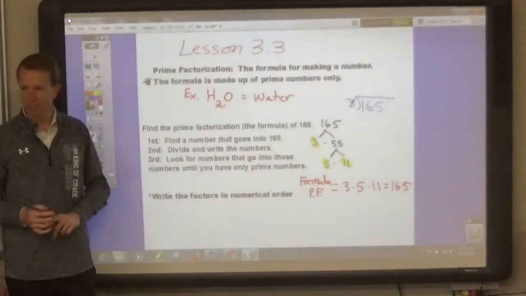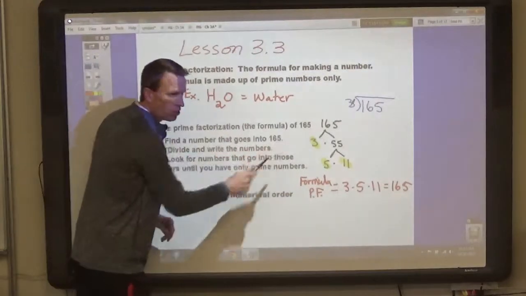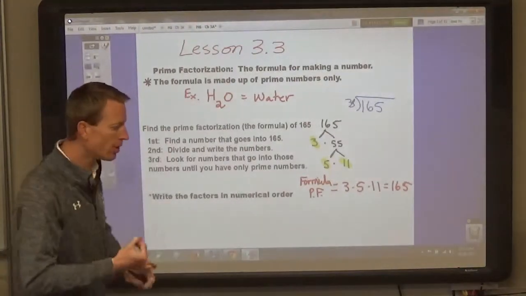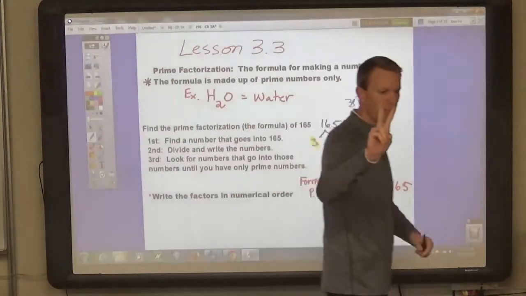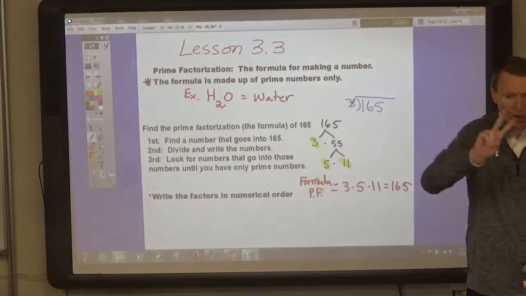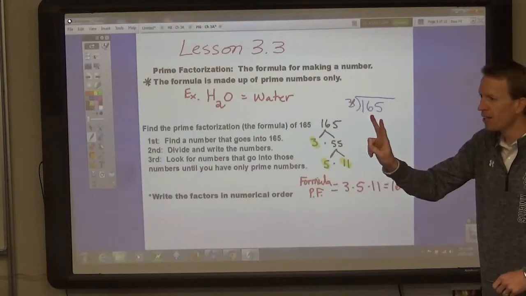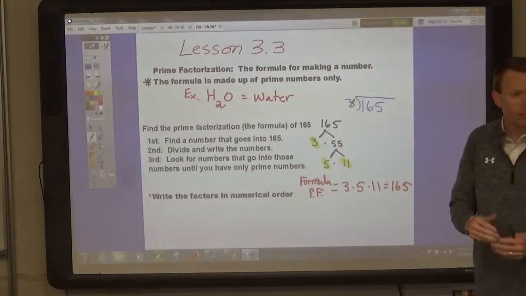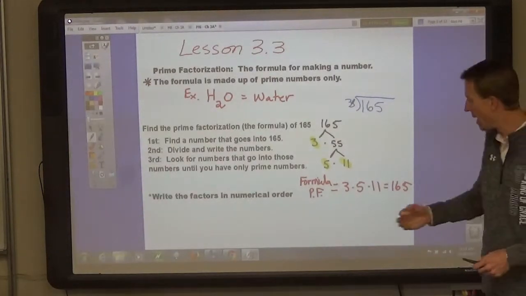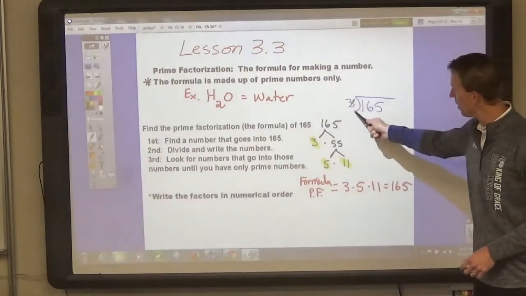Okay, so put this in your notes. Do the division. First you find a number that goes into it. How do you find a number that goes into it? Use the rules we talked about. If it's even, then divide it by what? Class, pay attention here. 2. If it's an even number, then it's divisible by 2. If the sum of the digits is divisible by 3, then divide the number by 3. Let's do that now. Do that in your notes.